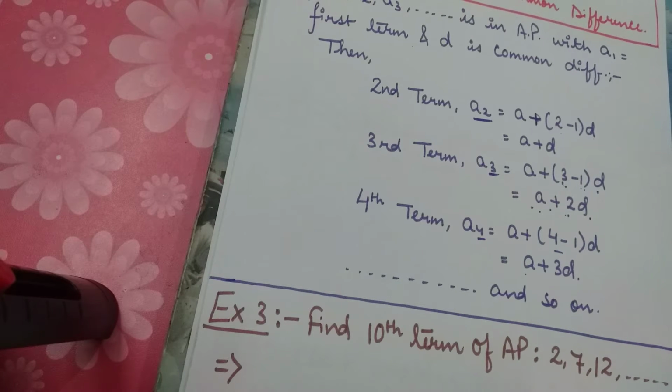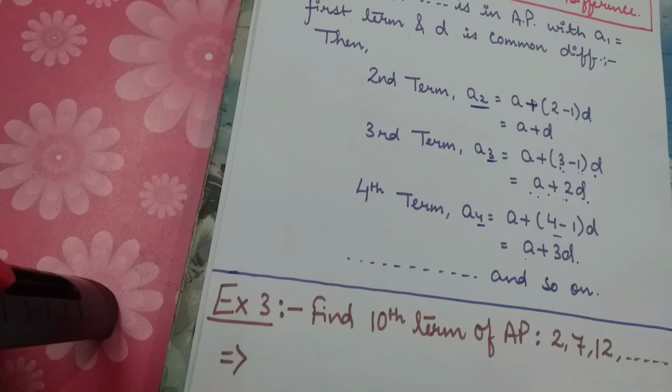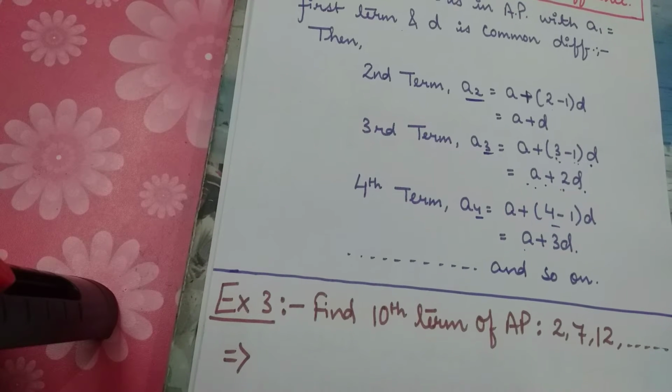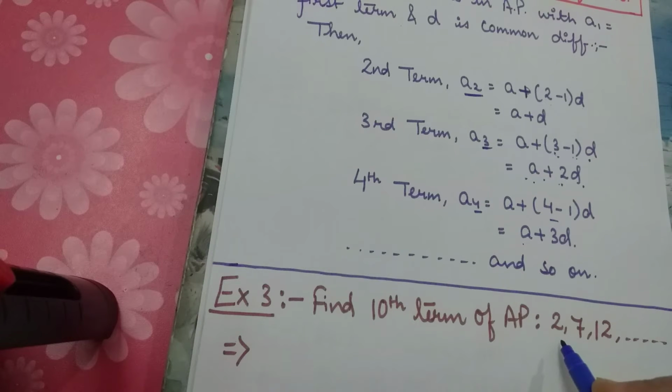We are moving on to example 3 of our NCERT. Here we have to find the 10th term of the AP, and the series of the AP given is 2, 7, 12 and so on. We have to find the 10th term.